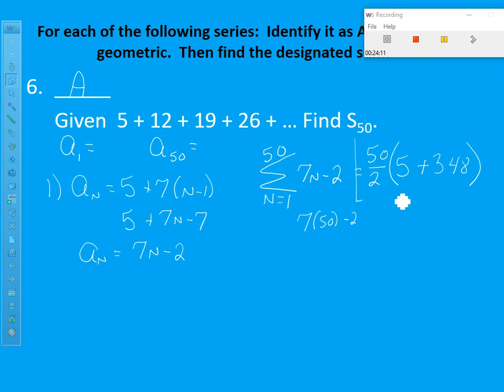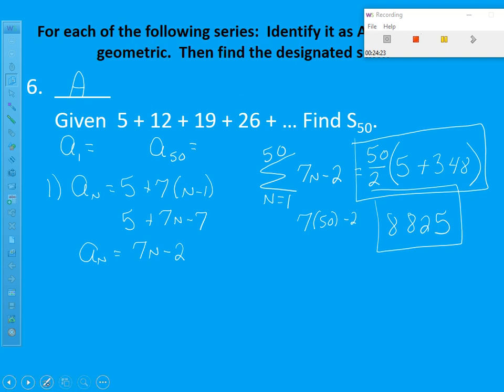Now we're going to run this through our calculator. And if you do that correctly, you should come up with 8,825. Now, these are one of those problems I refer to as my money problem. When I grade, I have to give you points for this formula. I have to give you points for this 348. I have to give you points for that total. So don't just stop at the 348. Make sure you bring it home.